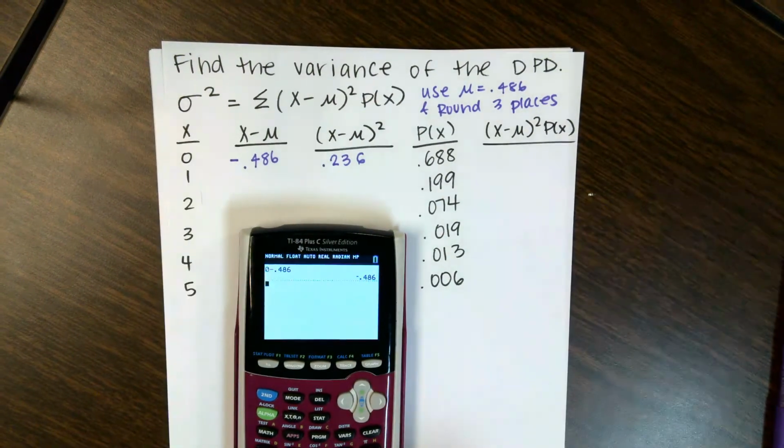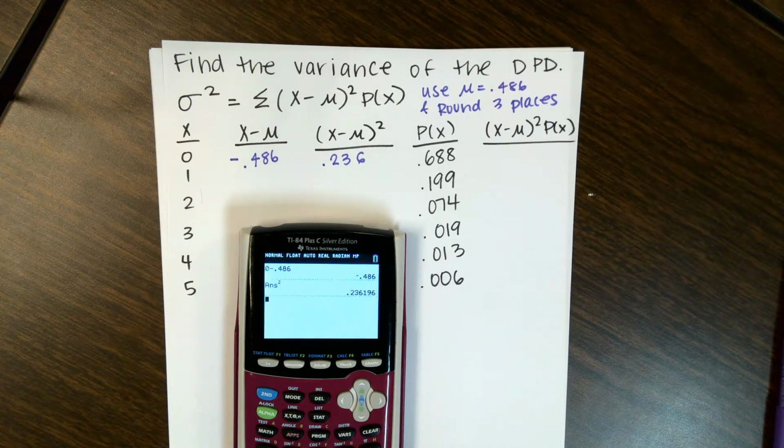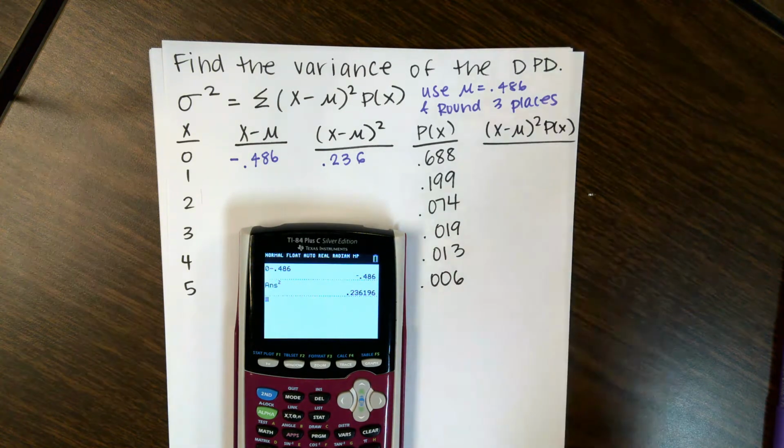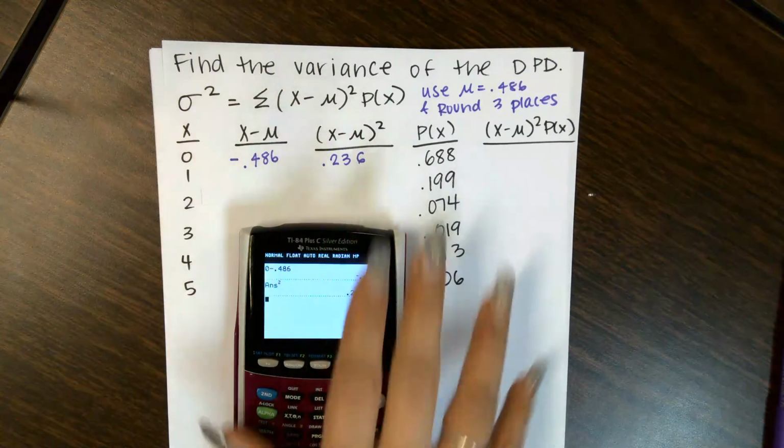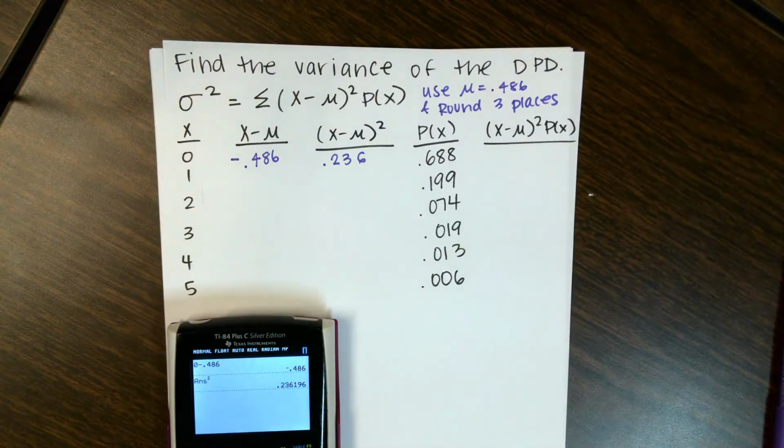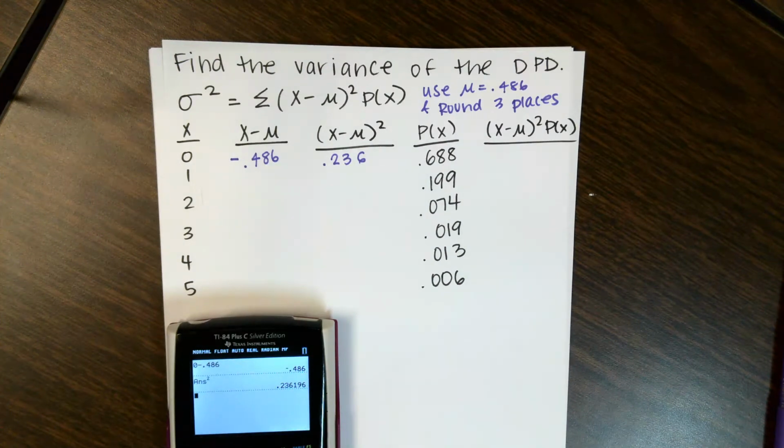Just hit the button above log where it says x squared. I'm going to hit enter. It squares your answer. It squares the last thing that's in there. I normally use the arrow and type a 2. You could do that, the caret, but that one will automatically square it. Then it tells you to round, so round it here to 3 decimal places, which is 0.236.